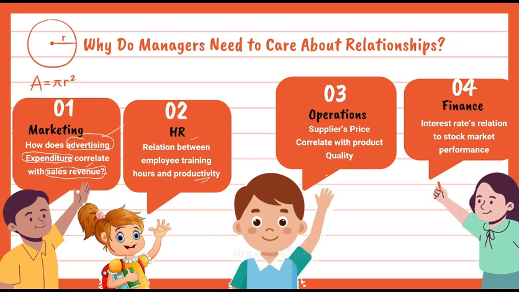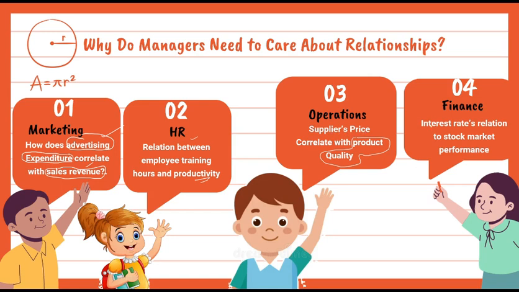In operations, an example might be whether a supplier's price correlates with product quality. So the price of a product, is it related to the quality of the product? Price is simple, whatever the price tag is. But we need to quantify the quality of the product. Now, if we can quantify the quality of the product, and price is already a quantitative thing, we can find the relationship between these two variables.